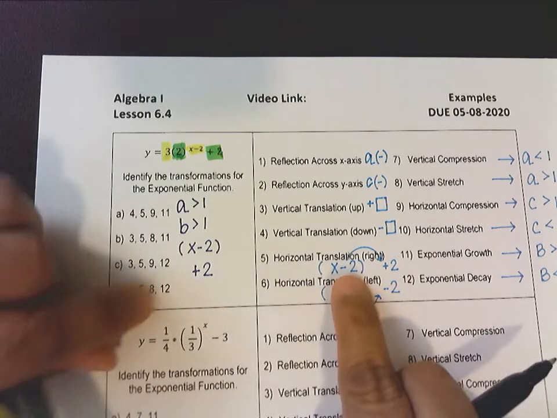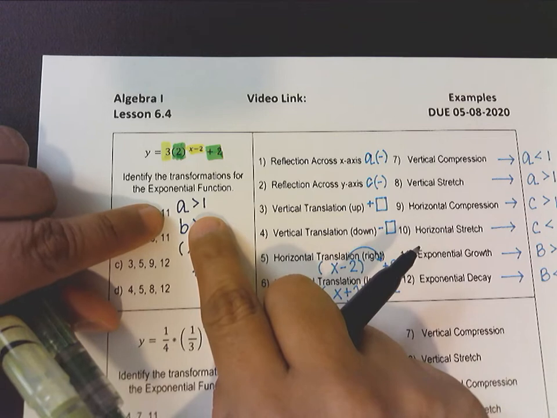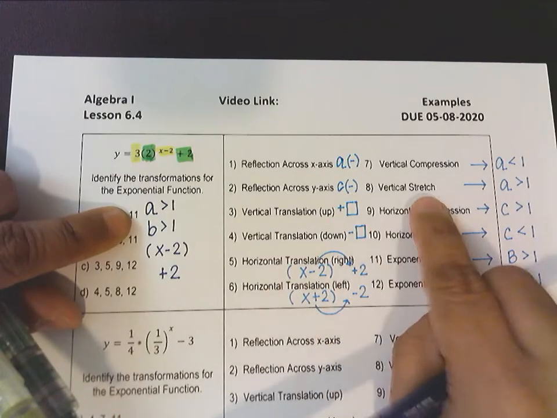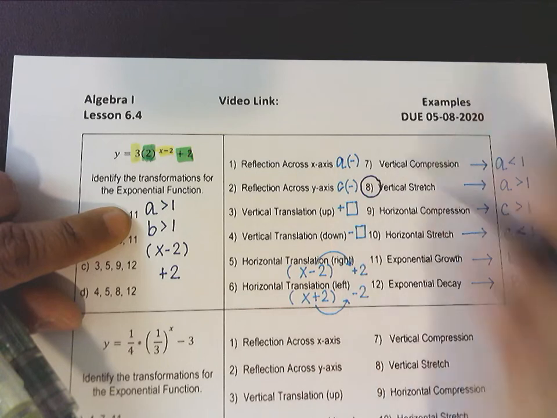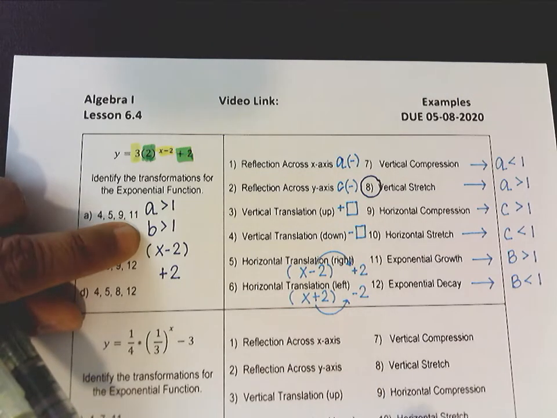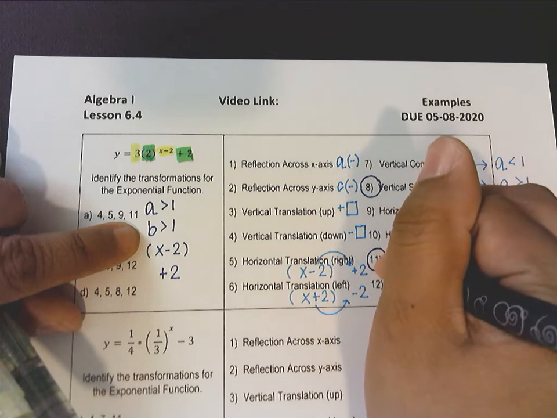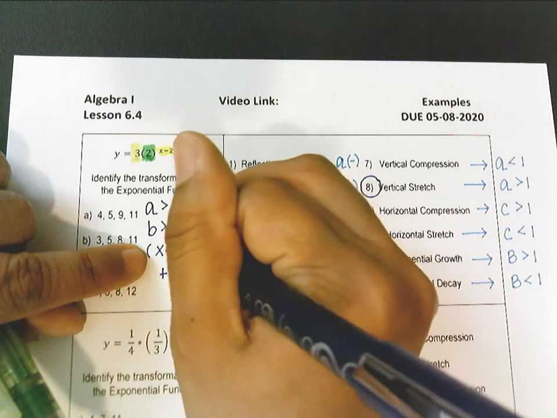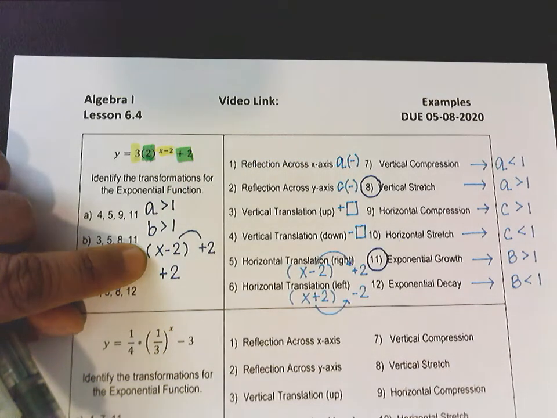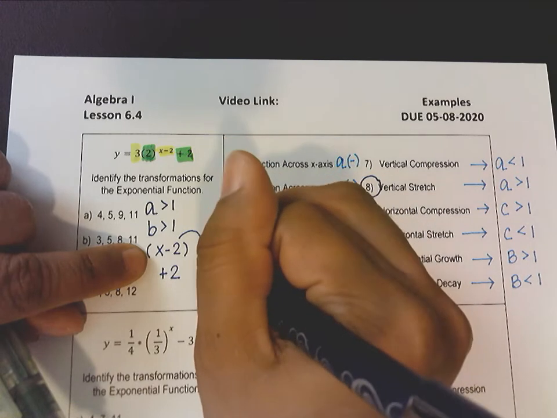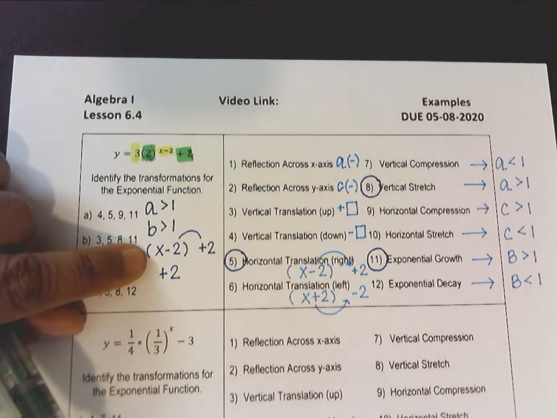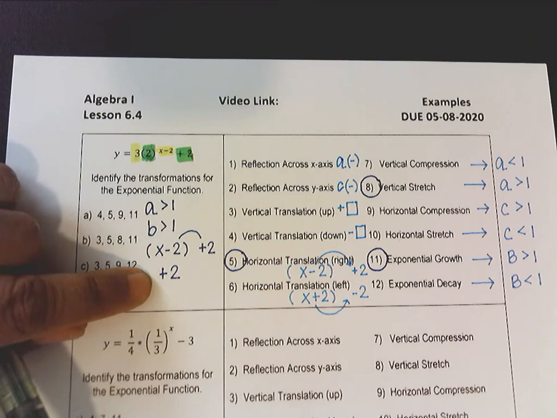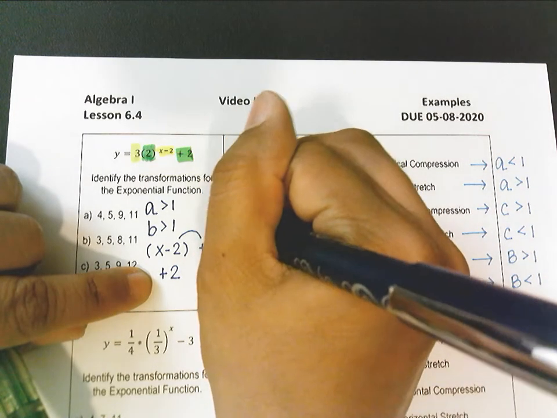Now I'm going to come over here and identify exactly what happened. If my A value is greater than 1, I'm a vertical stretch, so I'm going to circle vertical stretch. If my B value is greater than 1, then I'm in exponential growth. I know that what comes out of the parentheses is a positive 2, so I'm going to the right, and therefore it's a horizontal translation to the right. So I'll circle number 5. Then I know that my asymptote is 2, or my vertical translation is positive 2, which means I'm going to go up, so I'm going to circle number 3.